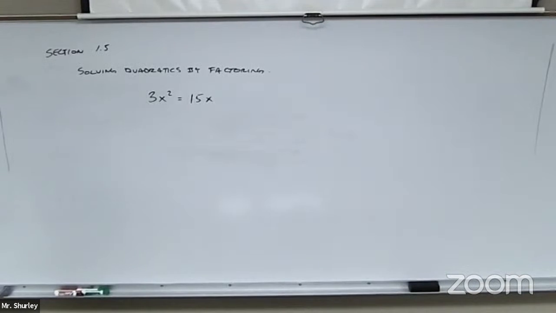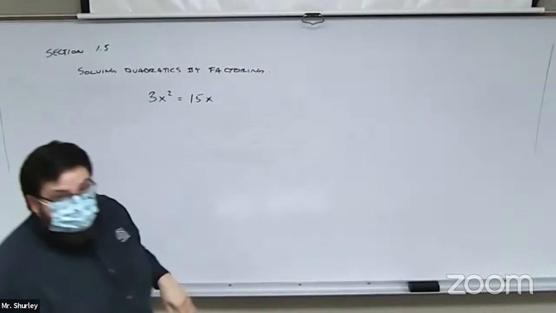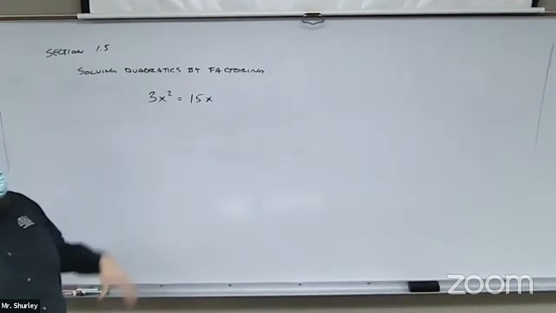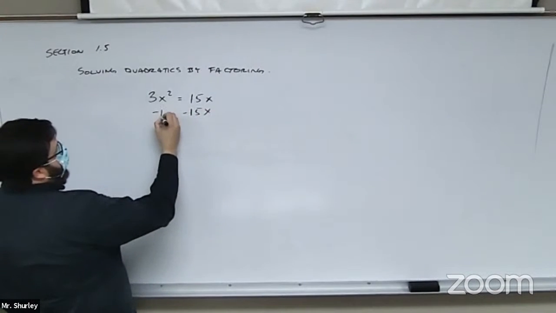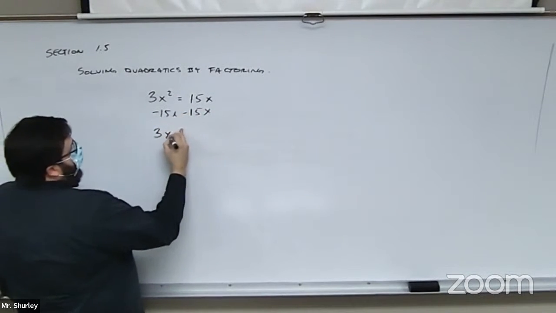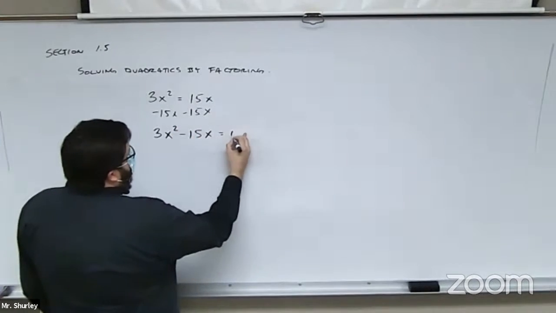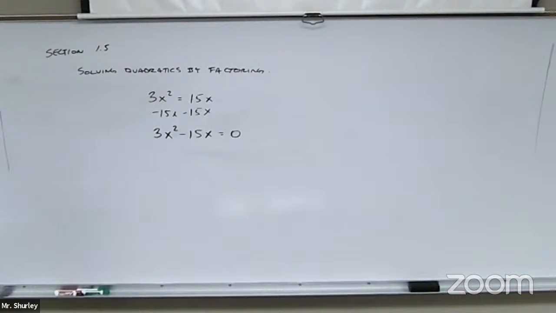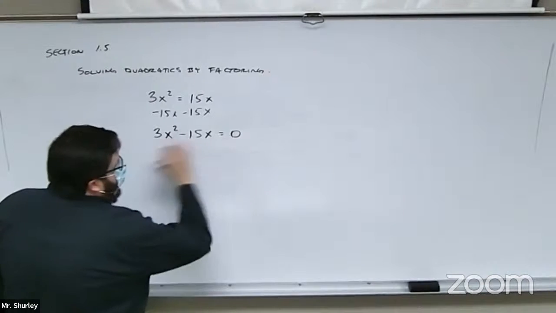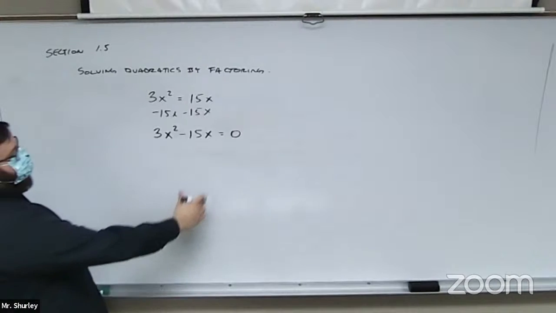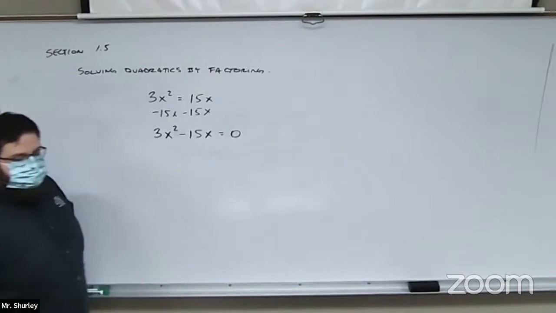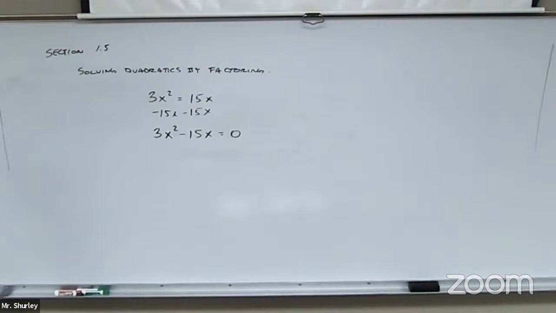Okay. So to solve by factoring, you're going to set one side equal to 0. It doesn't matter which side you get equal to 0. I'm going to move this 15x over. Subtract 15x on both sides. So you get 3x squared minus 15x equals 0. And that's the first step. If you're going to solve by factoring, you have to have one side equal to 0. And when we get to using the quadratic formula, same thing. There's some similarities to that.